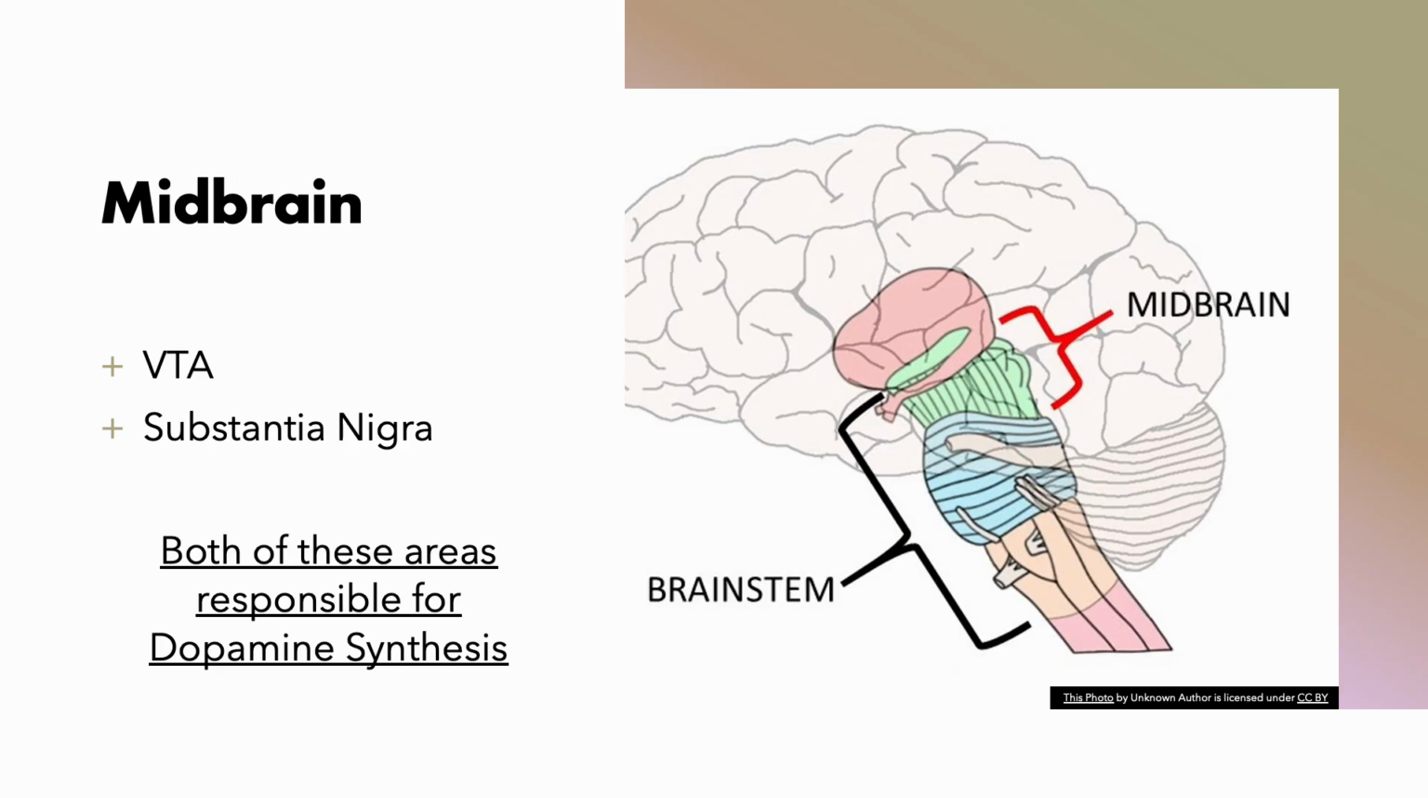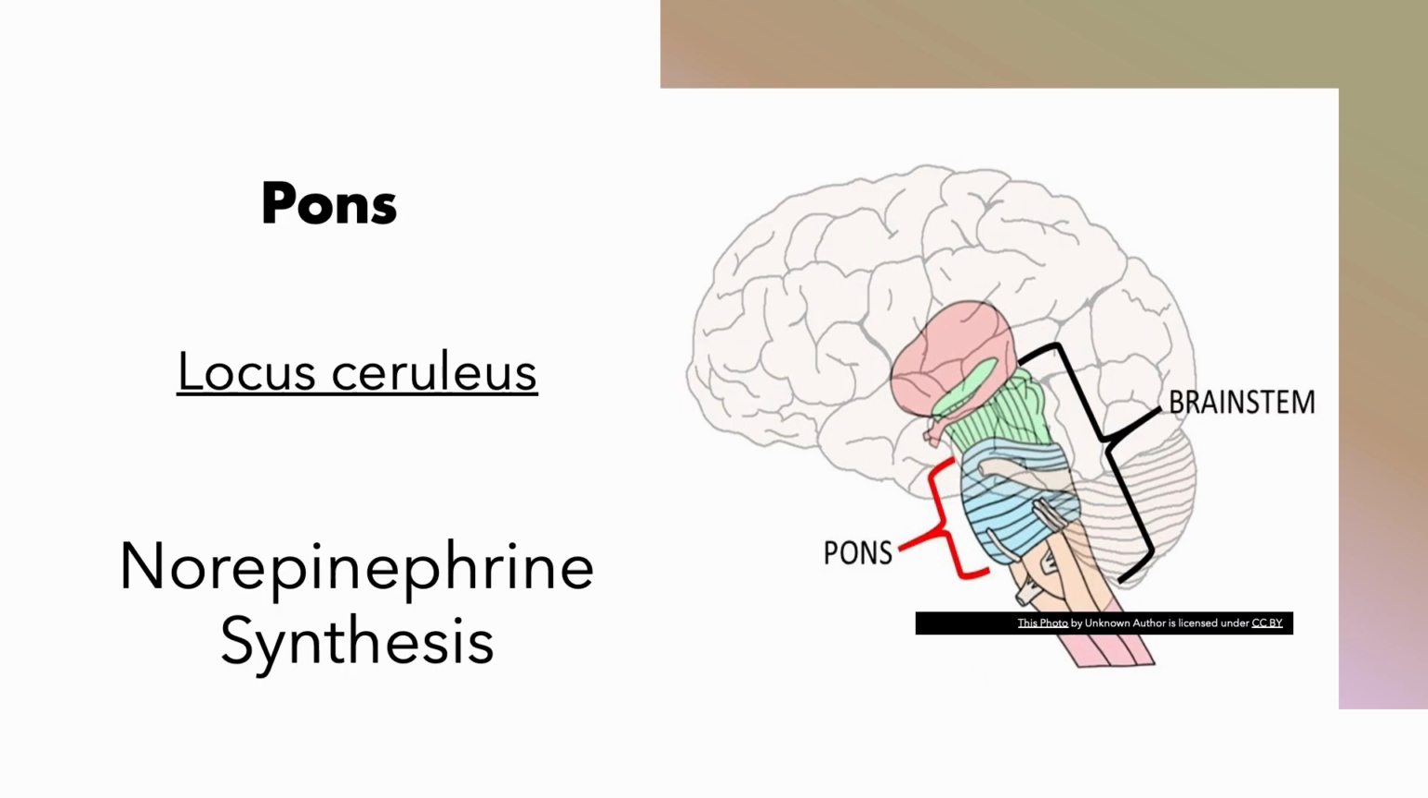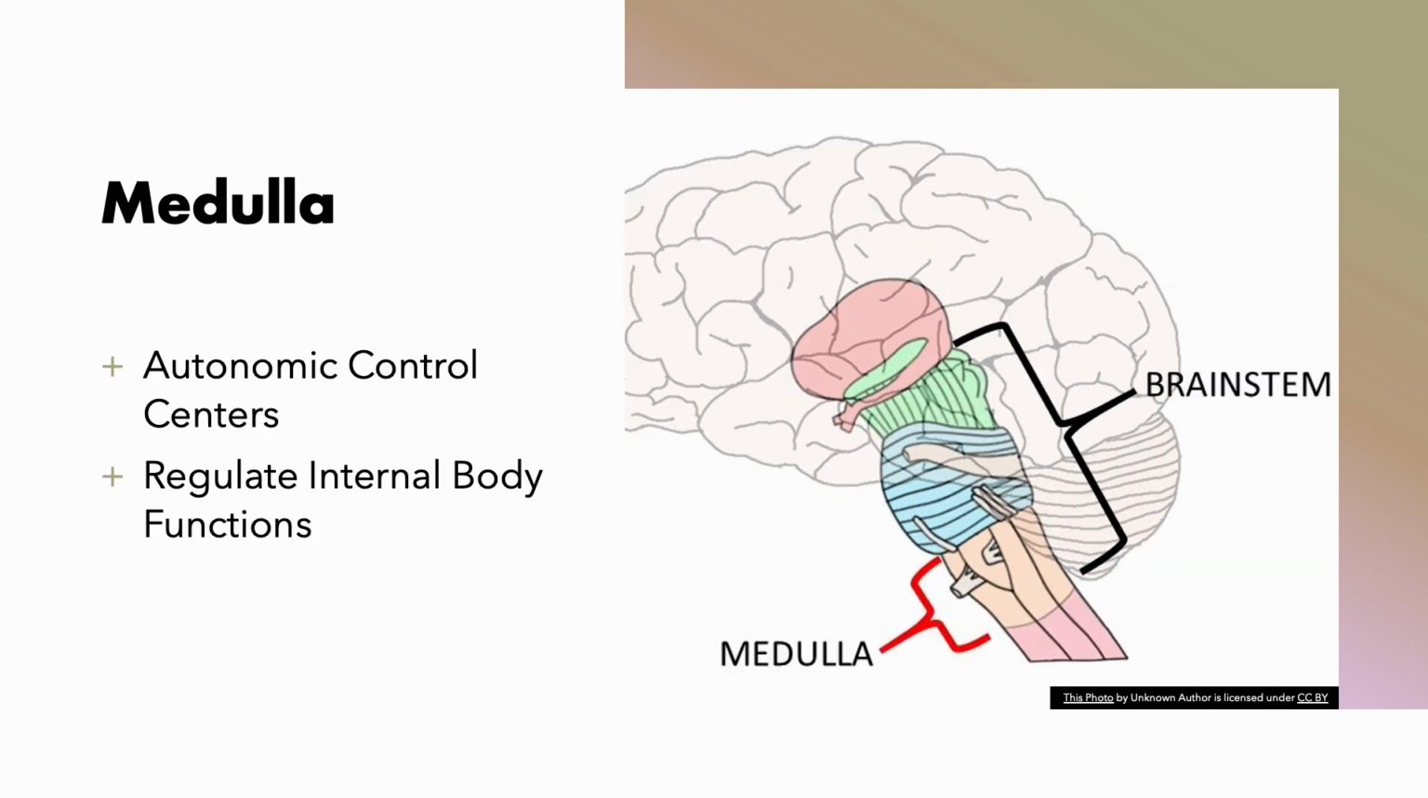The midbrain houses the ventral tegmental area and the substantia nigra, areas of dopamine synthesis. The pons houses the locus coeruleus, which is the area of norepinephrine synthesis. The medulla, together with the pons, contains autonomic control centers that regulate internal body functions.